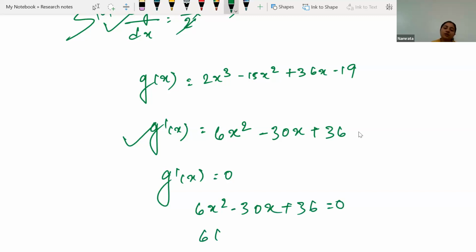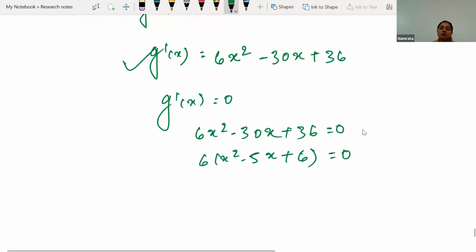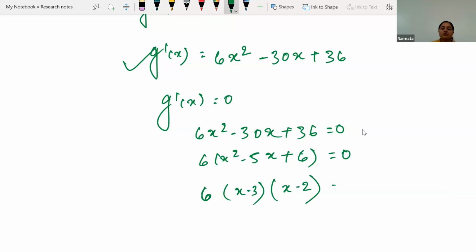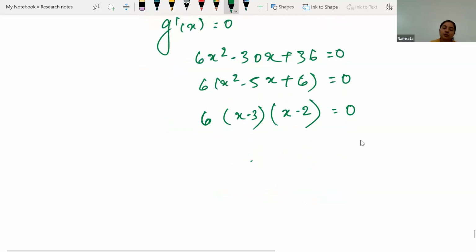6 we take common. We have x square minus 5x plus 6. For 3 and 2 we have minus 3, minus 2. So we have x minus 3 and x minus 2 equals 0. So the critical points are x equals 3 and 2. These two are the critical points.